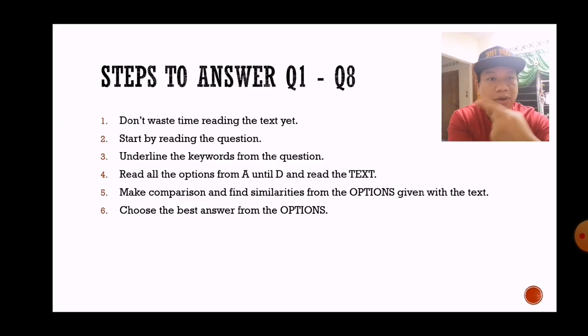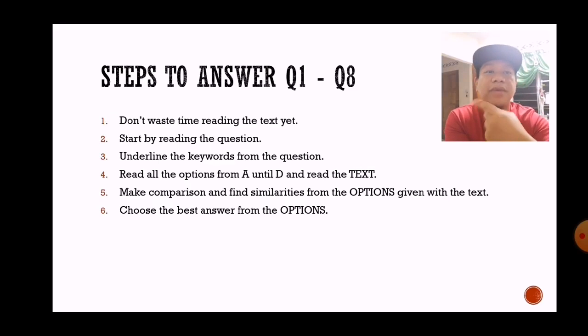The first step, look at number 1. The first step is, when you get the question, don't waste your time reading the text yet. Never waste your time reading the text. Why should you not waste your time reading the text? Because later on, only later on, you will read the text. If you read the text now, it will be a waste of your time.